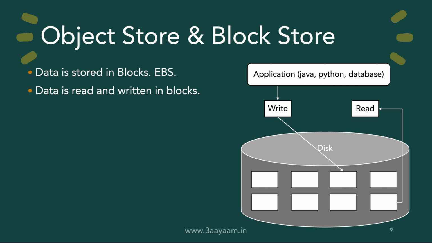So that's why it is called a block store. Now let's say I want to read a separate record, it will read a separate block and then send it to the application. Now the question is, can we create an object store using block store? The answer is obviously yes, we can do that.